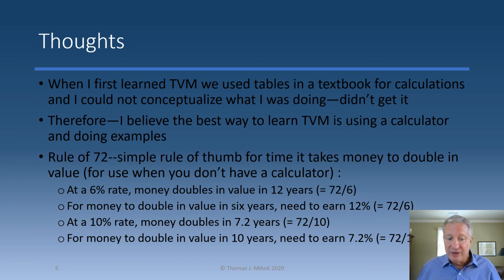If you have a 6% rate of return, money doubles in 12 years. 72 divided by 6. Similarly, if you want money to double in 6 years, you need to earn 12%, 72 divided by 6. At a 10% rate, money doubles in 7.2 years, right? 72 divided by 10. And if you want money to double in 10 years, you need to earn 7.2%, 72 divided by 10. The rule of 72 is a great rule of thumb. If you don't have your calculator and you have to do some quick math to calculate a rate of return, the rule of 72 is a great way to be able to do it.